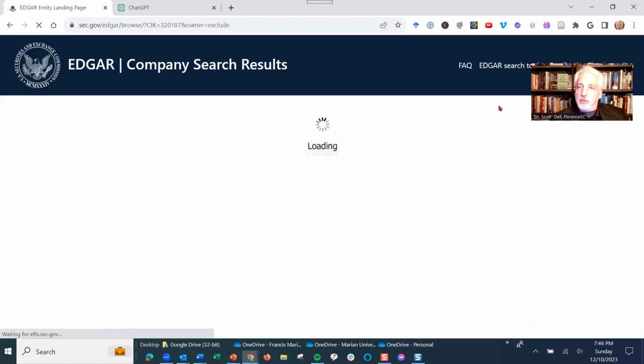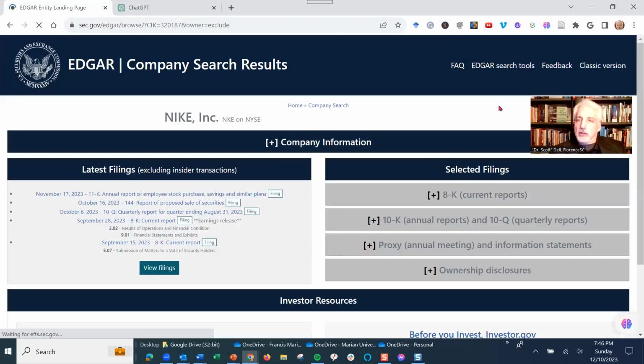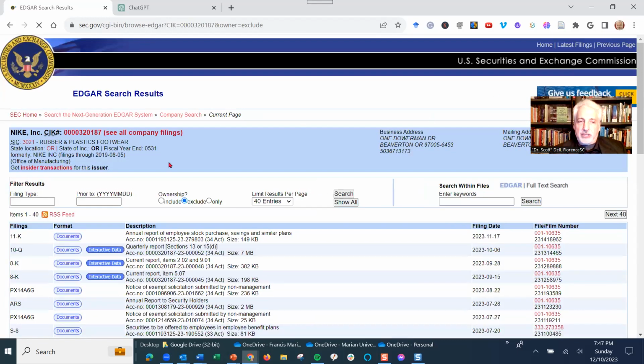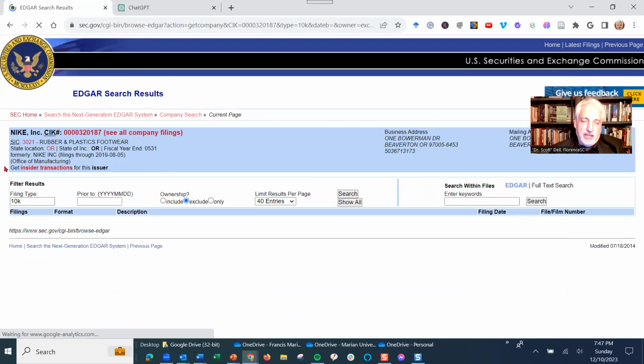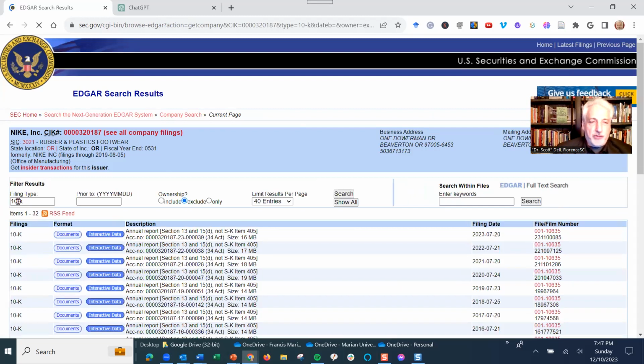And in the upper right-hand corner, you'll see this thing called Classic Version. That's kind of important because it gives me some instant access. Filing type, I'm going to type in 10K, and it's probably not going to do very much because if I say 10K, it says nada. How about if I say 10-K? Yeah, the syntax is kind of important. There it is. Annual report filed July 20th, 2023. Going to go to interactive data.